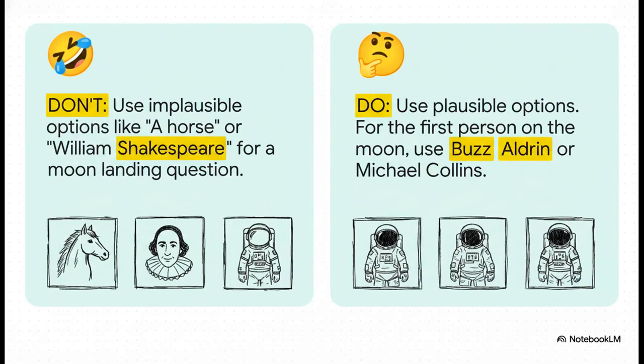I mean, this is a perfect, if a little silly, example. Options like a horse or William Shakespeare aren't real distractors, they're basically joke answers that you eliminate instantly. But Buzz Aldrin and Michael Collins were on the exact same Apollo 11 mission. Those are truly plausible distractors that actually test if you know who was first.